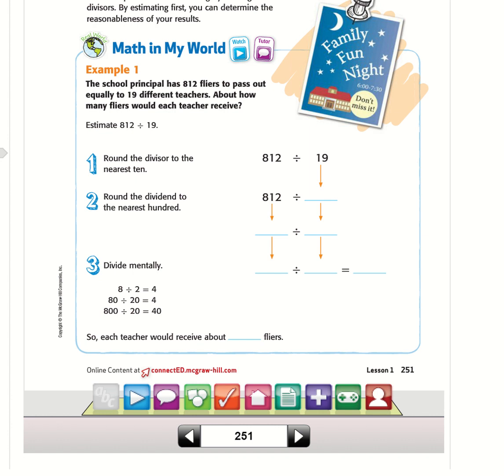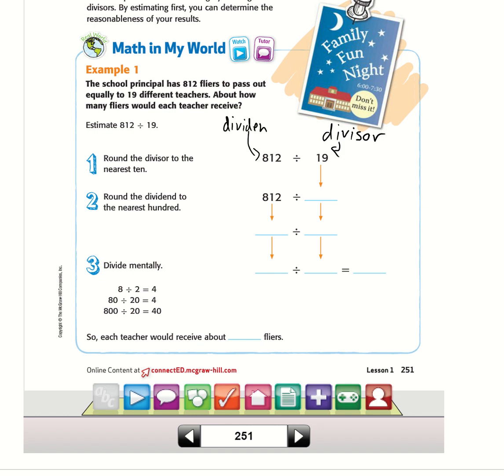So we're going to take the divisor. Just a reminder, this is the divisor. I want you to write this down. Divisor is how many groups there'll be. And this is going to be your dividend, the number being divided.